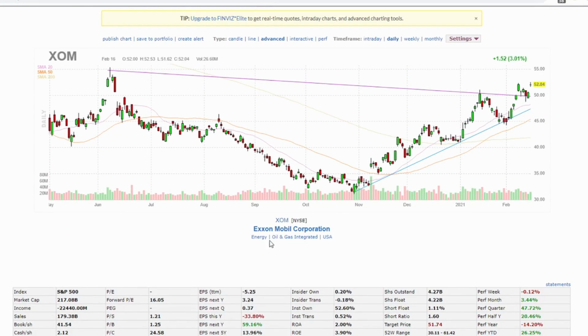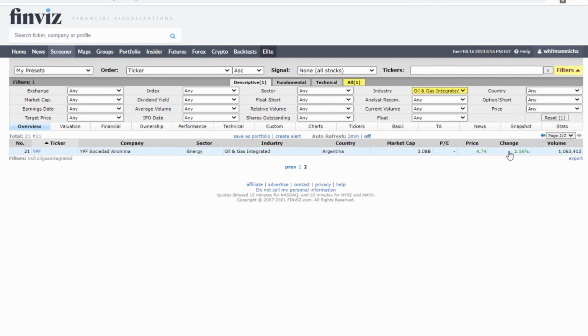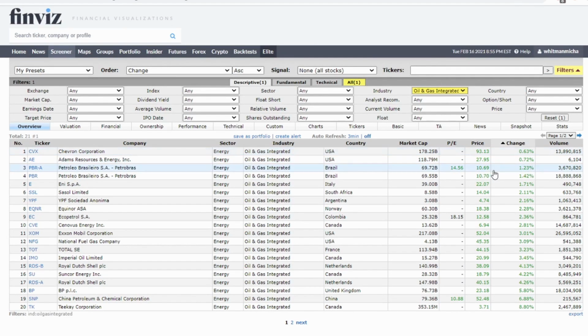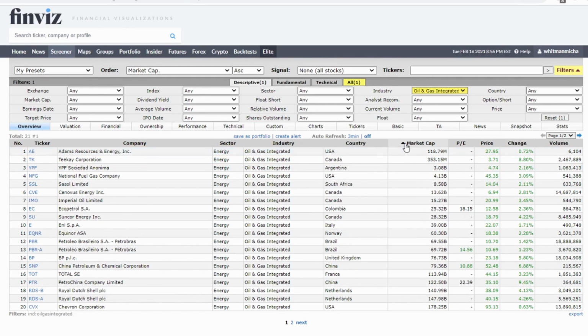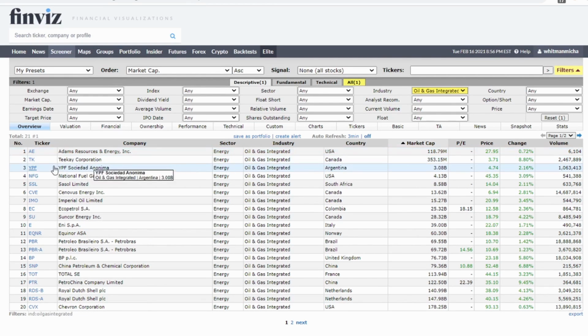But my point is, if you go right here and you go to energy or oil and gas, whichever one you want to click on, you can see, look at all that. Everything is green. Something might be not as green as others. Like, let's go by change. 0.63%. Chevron, it's a little bit down, but if we go by market cap, right here, this AE, this one might want to pop. What is it at? USA, yeah.